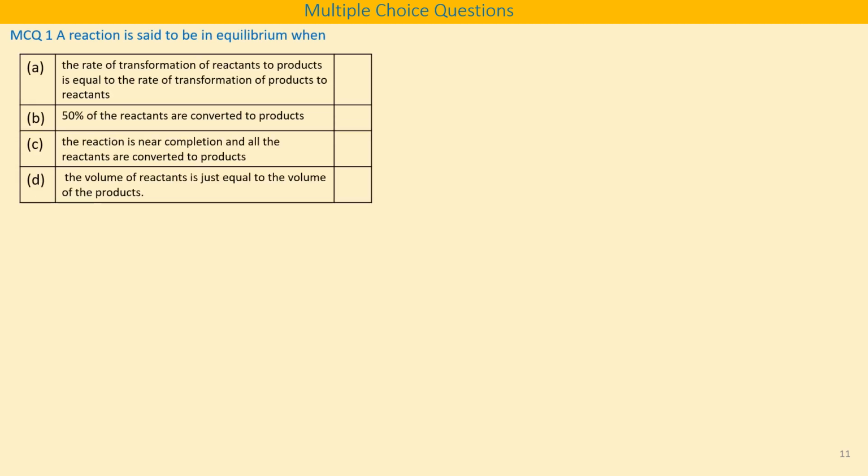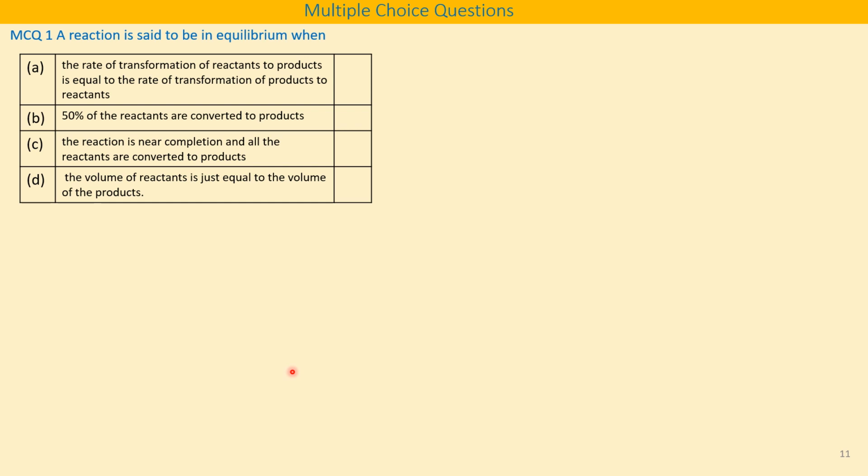With this, we come to the conclusion of homogeneous equilibria. Now we will solve some multiple choice questions. Question number 1. A reaction is said to be in equilibrium when, 4 choices are given. You have to identify the correct answer.